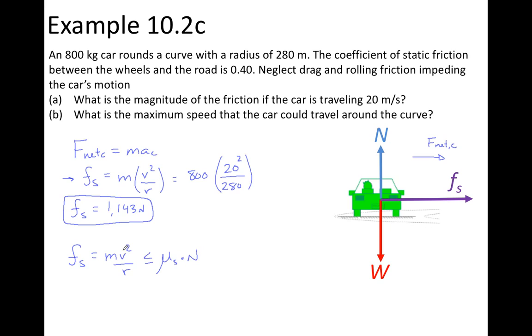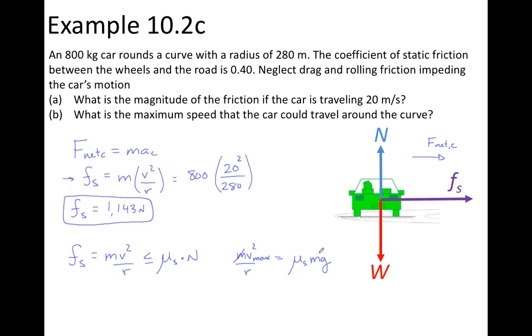Now, when the left-hand side of this equation is a maximum, when mv squared over r is a maximum due to the speed being its maximum value, this is going to equal mu s times the normal force. Well, the car does not move in the y direction, so the normal force has to equal the weight. Well, the weight is equal to m times g. So we see again that there's a mass on the left and right-hand sides.